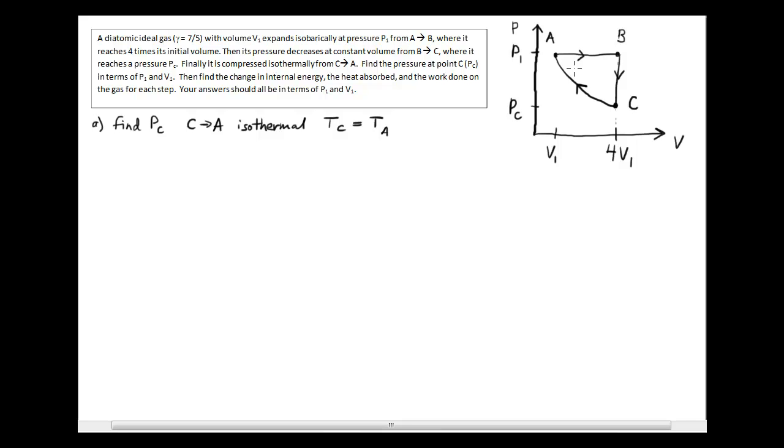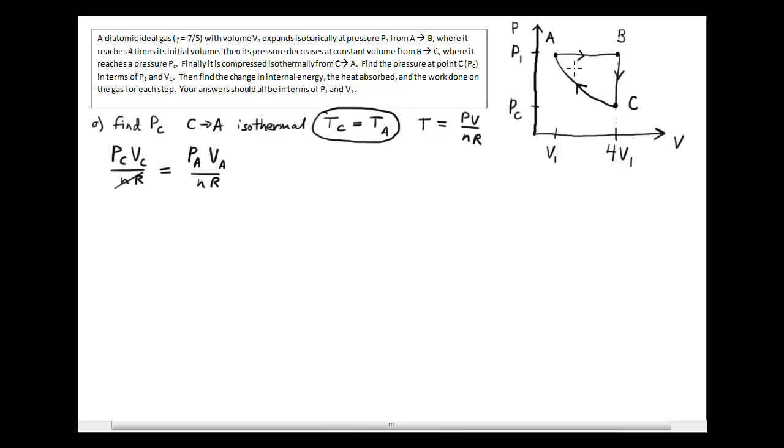From the ideal gas law, we can solve for T. PV equals nRT, so T is equal to PV over nR. Knowing that the temperatures are the same, let's write this down. PC VC over nR equals PA VA over nR. And I know that because that's simply taking this relationship for the temperatures and substituting in for temperature.